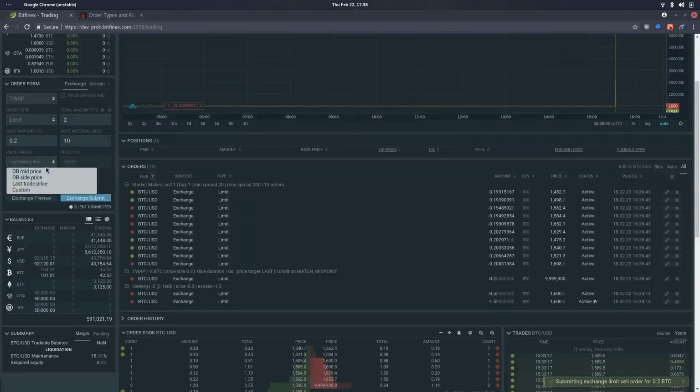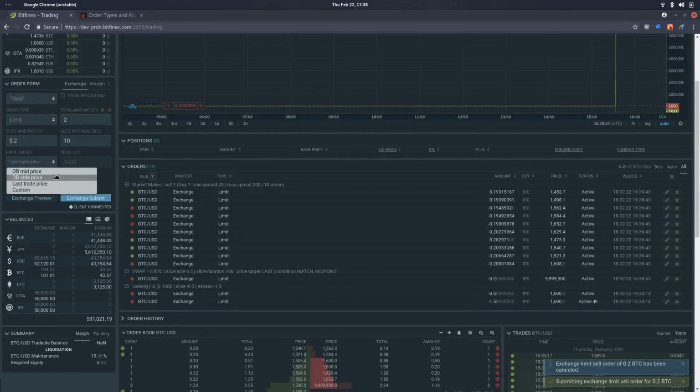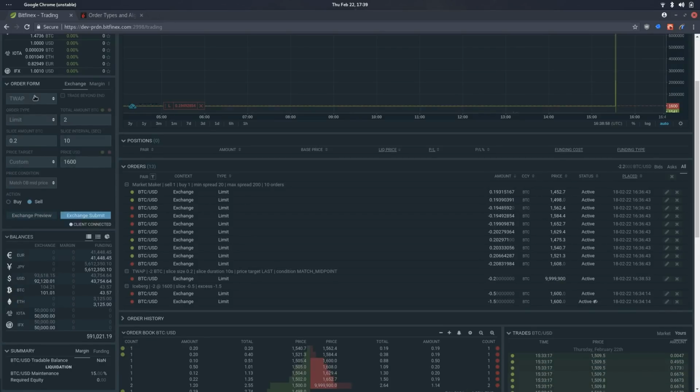In terms of price target and price condition, you can specify the TWAP to trade at the last trade price, at the order book side price, or the mid price. Or you can also specify a custom price. So let's say we want to achieve 1700 or something, and then specify what that price should match against. If that is the mid price of the order book, the side price, or the last trade price.